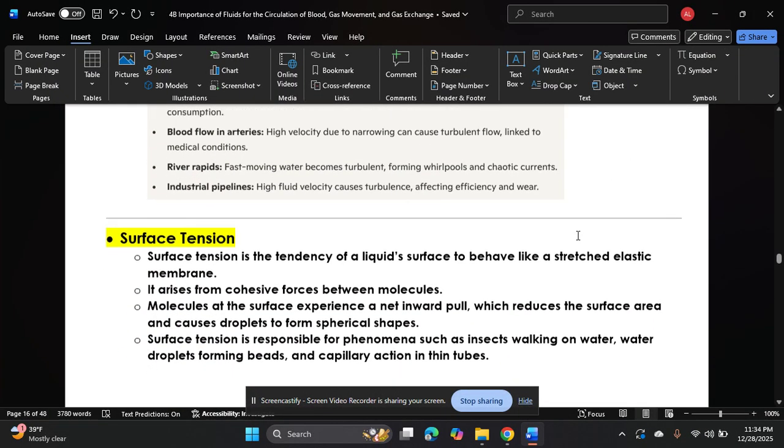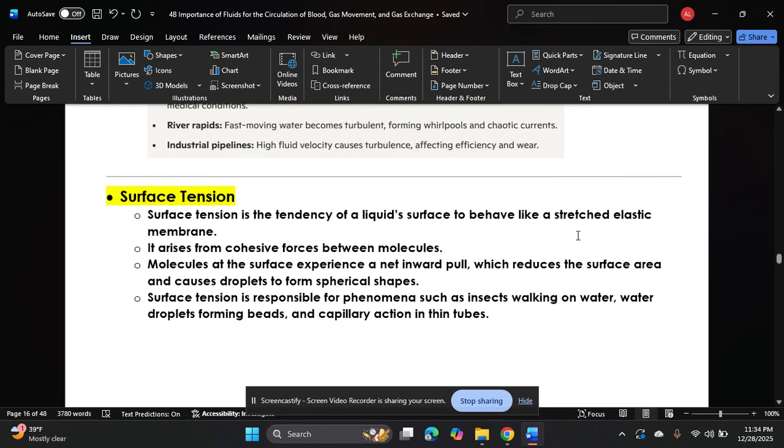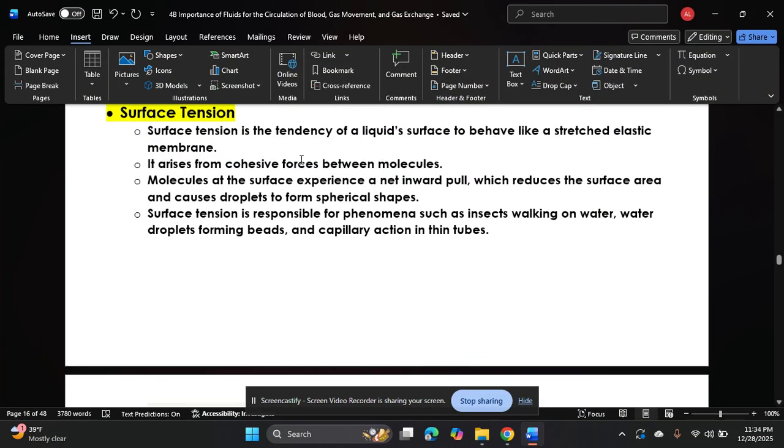So you've seen that. What is surface tension? Surface tension is the tendency of a liquid's surface to behave like a stretched elastic membrane, right? It arises from cohesive forces between molecules. Molecules at the surface experience a net inward pull, which reduces the surface area and causes droplets to form spherical shapes.